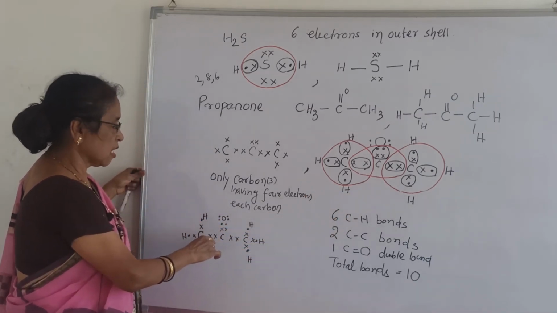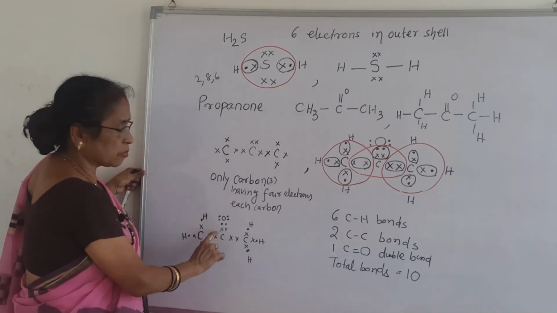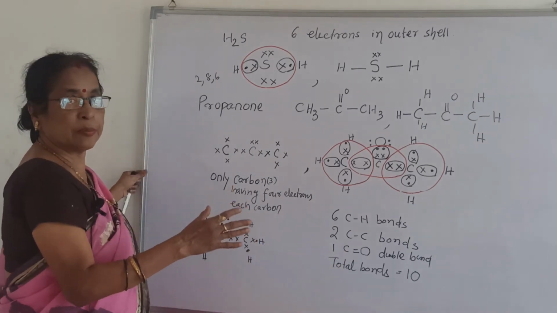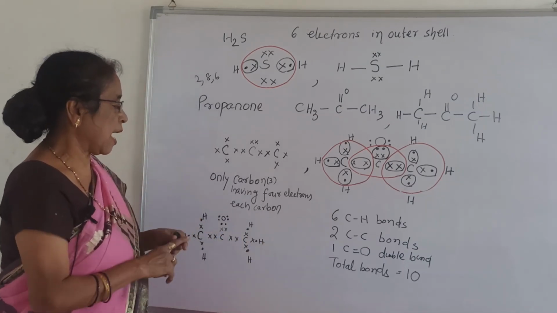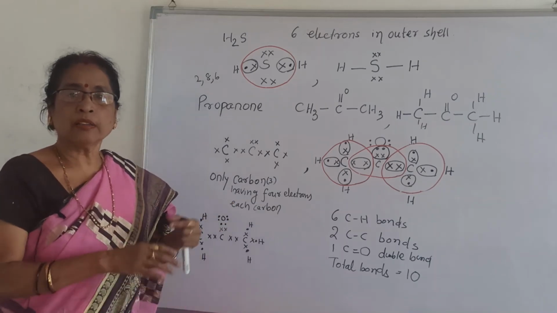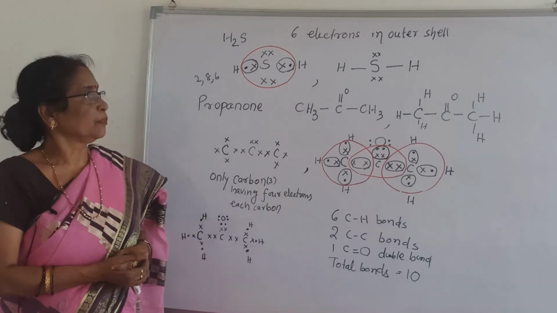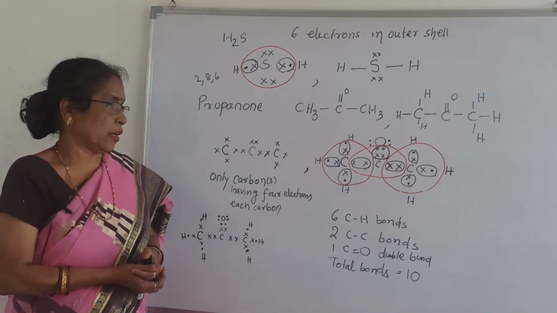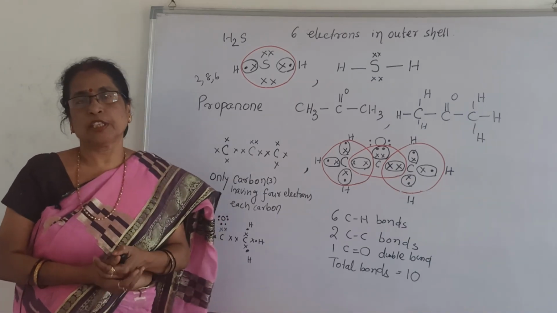And here CC bonds 1, 2, and here forms a double bond, 1 C double 1 O. That totally how many bonds? Total bonds 10, out of which 1 is a double bond and 8 are single bonds. I hope it is clear. And this is the propanone electron dot structure. I hope you can write the dot structure of other organic compounds also easily.